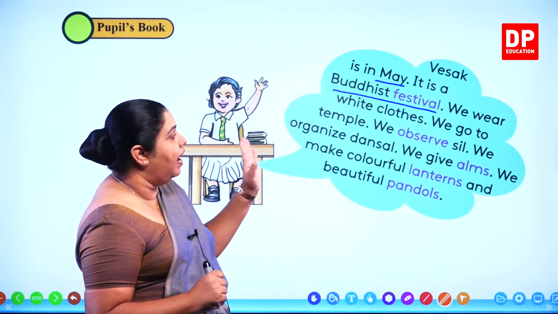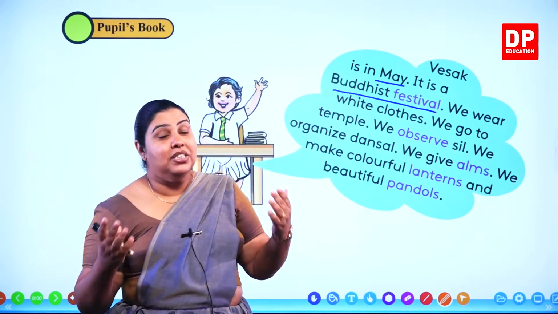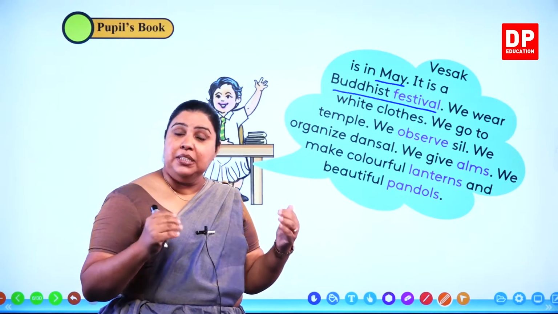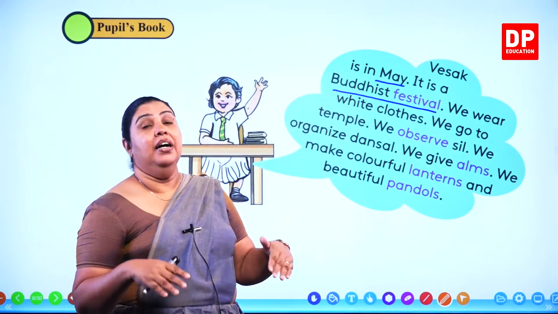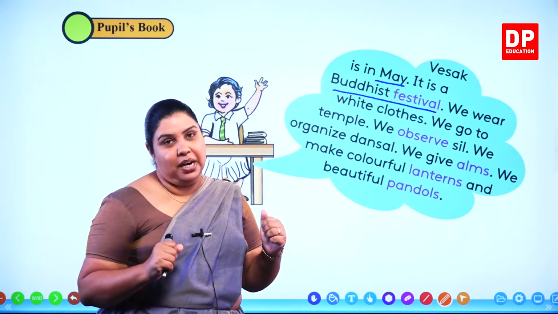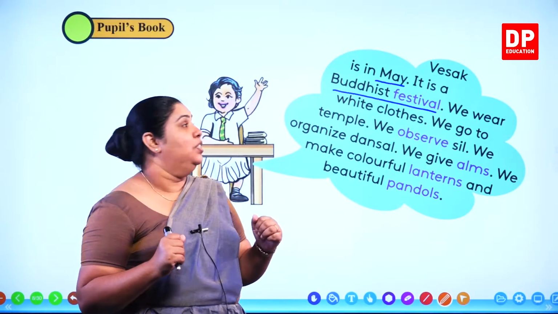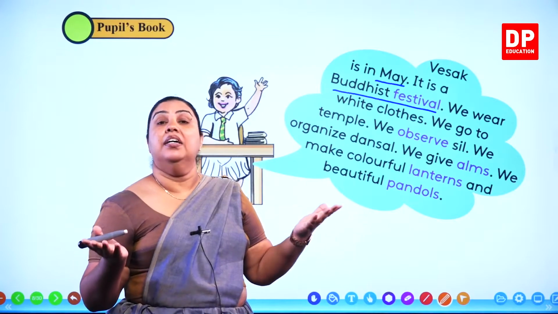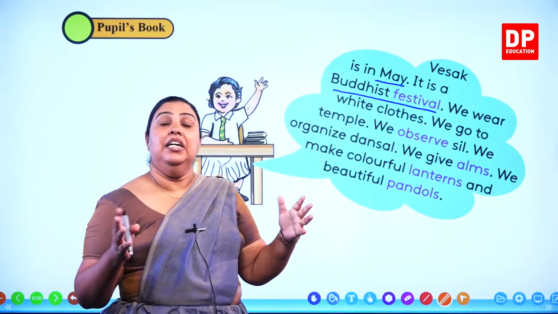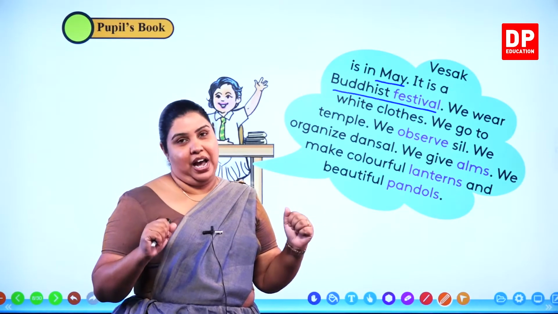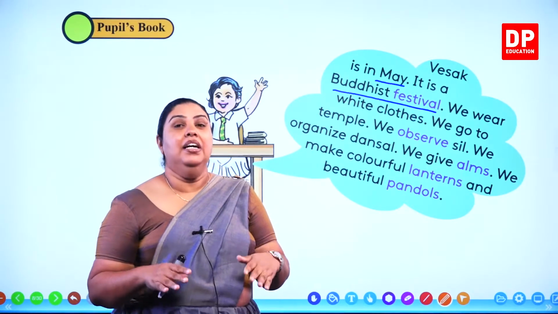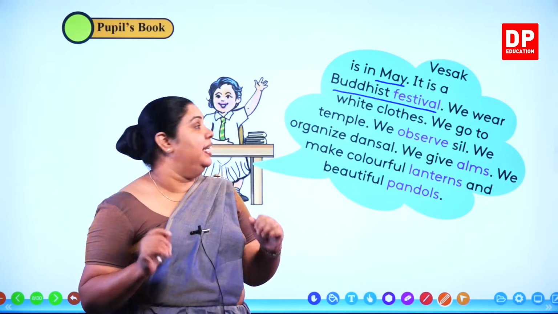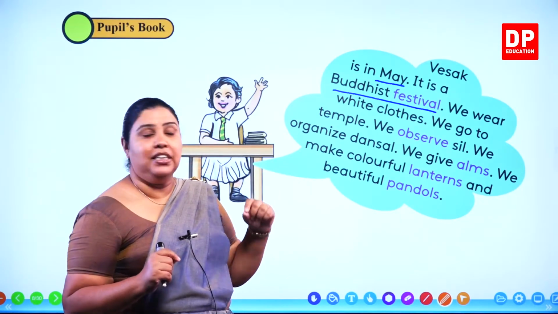We wear white clothes because it's a religious festival. It is a festival of the Buddhist people. They wear white clothes on Vesak Poya Day. It's a Poya Day. So Vesak, we wear white clothes. We do not wear colorful, beautiful, chunky dresses. We wear very simple, white colored, light color clothing on the Vesak Day. So mostly we wear white clothes.